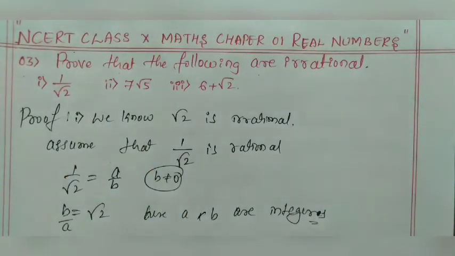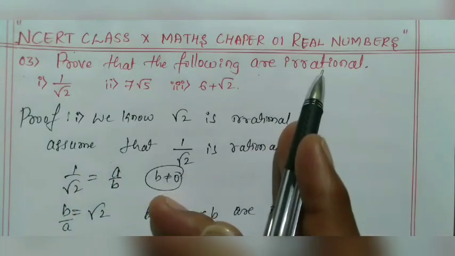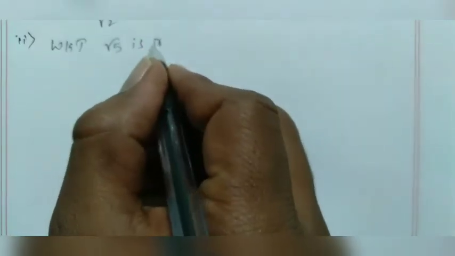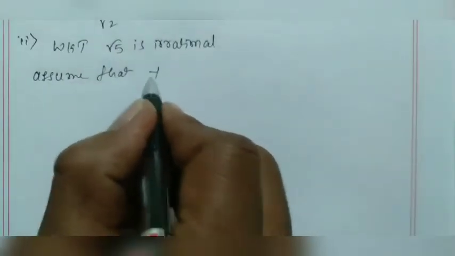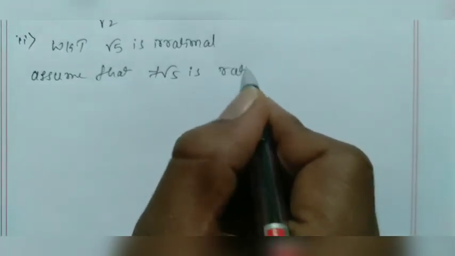Here we have to prove that 7 root 5 is irrational. We know that root 5 is irrational. Let us assume that 7 root 5 is rational.